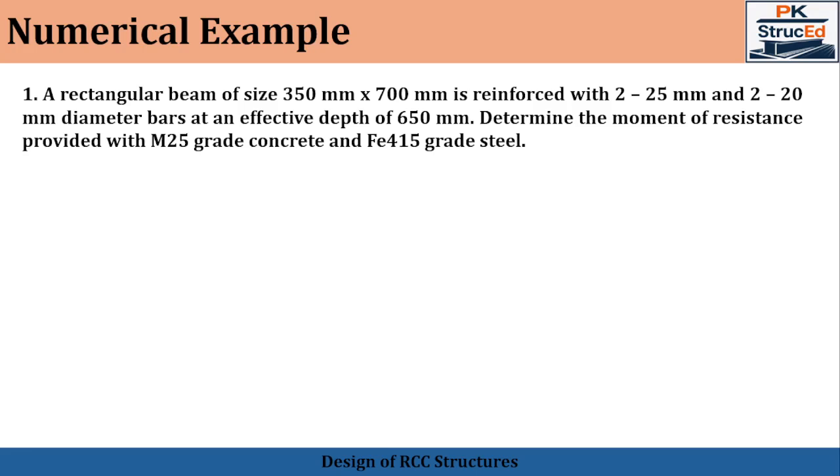Now let us move to numerical problem number 1. Here a rectangular beam of size 350 mm by 700 mm is reinforced with 2 bars of 25 mm diameter and 2 bars of 20 mm diameter, which is being provided at an effective depth of 650 mm. The grade of materials being given as M25 grade concrete and Fe415 grade steel. We are asked to determine the moment of resistance.